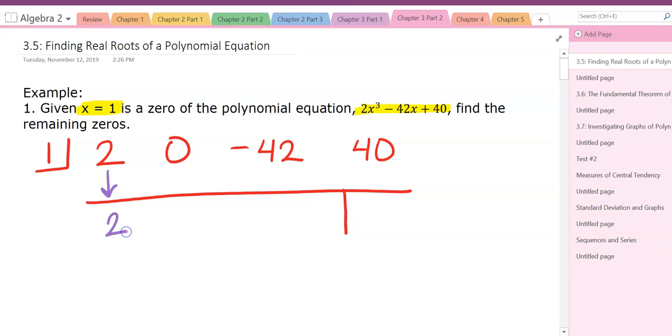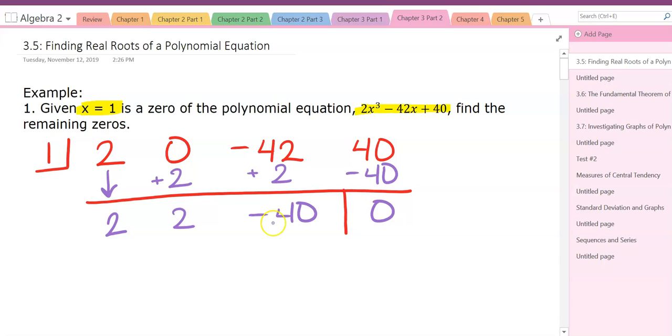Drop down that first 2. Then you guys remember, take that 1 up in the box that I called it, times 2. So 1 times 2 is 2. That goes underneath the 0. And then you add. So 0 plus 2 is 2. Then 2 times 1 is 2. Add that to a negative 42 is going to give me what? Negative 40. Then when I take that times 1, I get negative 40 underneath the positive 40, and that's how we get that 0 for the remainder. So we did everything right.